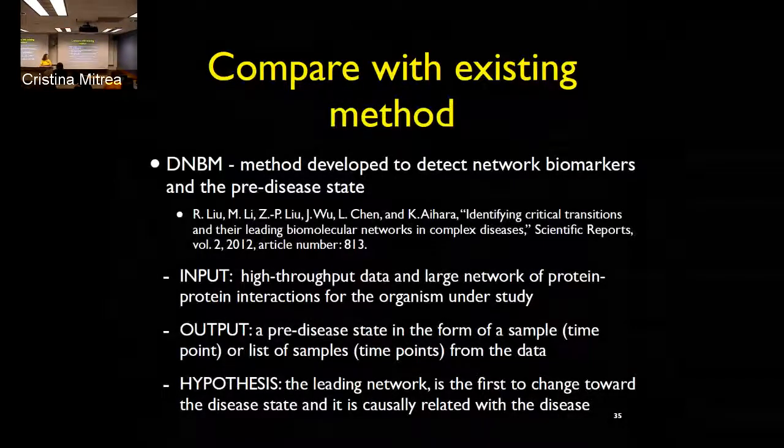And the hypothesis for this method is that the leading network, so the small network that they identify from the large network of protein-protein interaction, is the first to change towards the disease state. So that's the network biomarker that they're looking for.